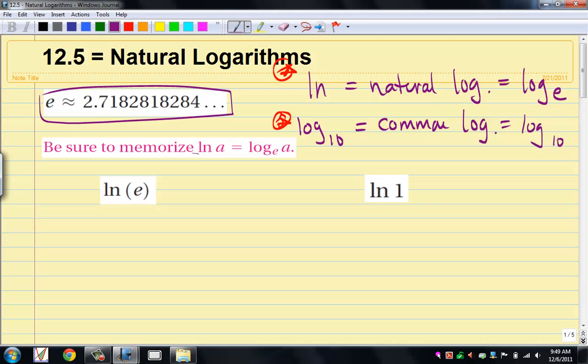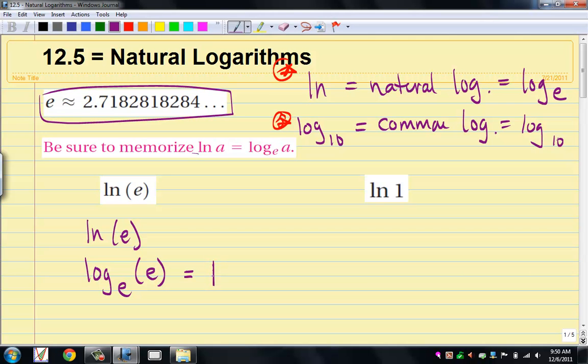So when we take a look at this problem, natural log of e, this is ln, the letter L and the letter N, ln of e. So ln of e is the same as log base e of e. And what did we say log base e of e is, or log base x of x? Yeah, it's 1. So this is equal to 1.